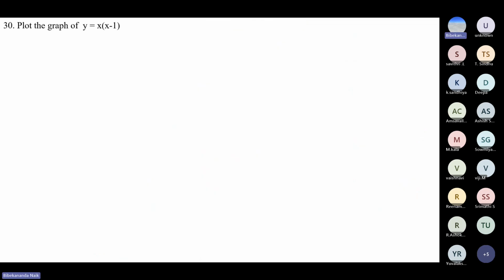So now let's plot a few graphs. The question says plot the graph of y equal to x into x minus 1. So the function is y equal to x into x minus 1. Please try yourselves to plot this graph. After a few minutes, we will discuss, going step by step, and at last we will plot the graph. So we'll discuss different steps to plot this graph. Please try to plot this graph on your own. Then we will discuss how to plot this.